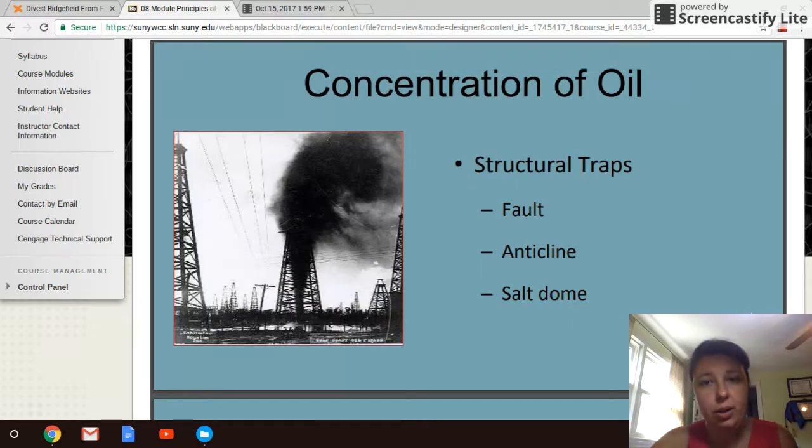Concentrations of oil are based on three simple structural things. We're looking for fault lines, anticlines, and sometimes salt domes. Salt domes mean that I was in a marine environment, right? So I have a sedimentary layer of salted rock, like a gypsum.